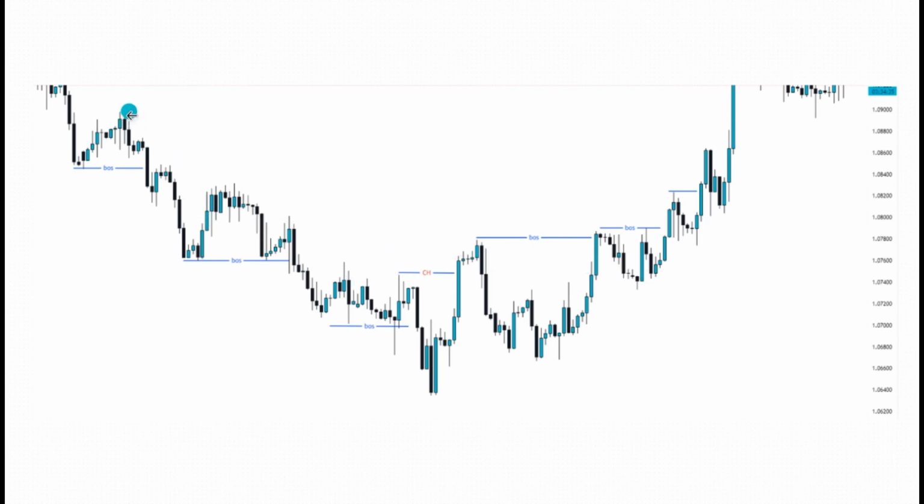Price will come in with a lower low, lower high, lower low, lower high, lower low, lower high, lower low. But now price created a higher high, higher low, higher high. This is telling you that price has changed character from a downtrend to an uptrend, changing character to the upside.